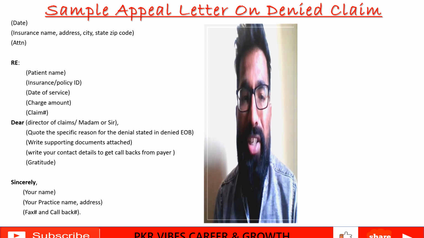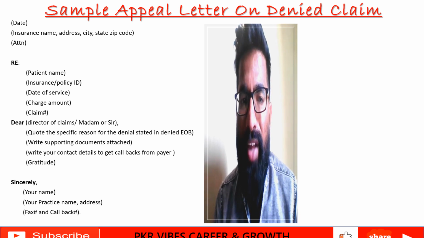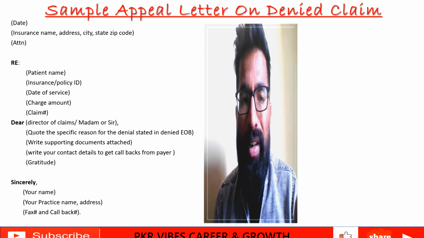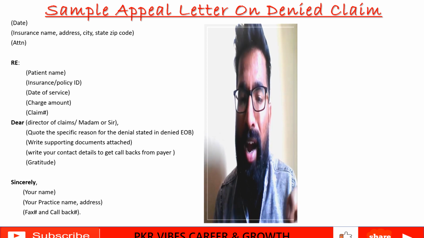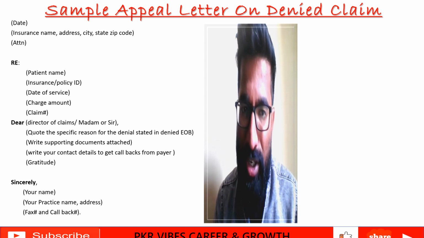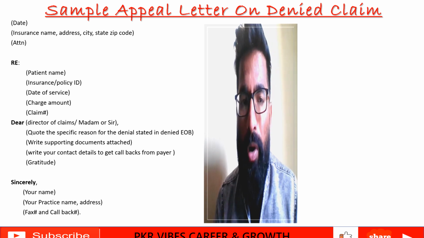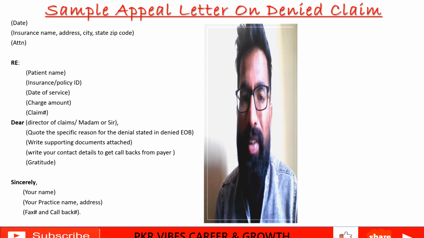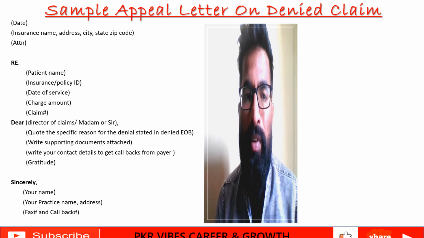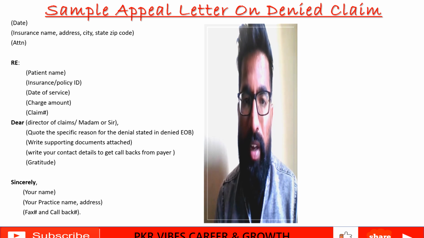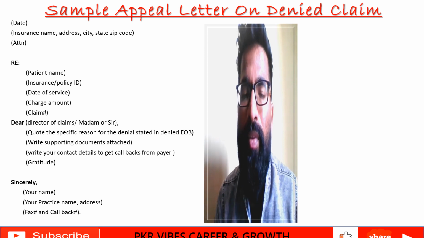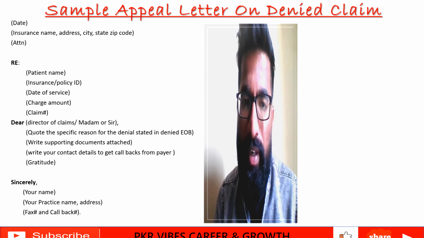First, you should mention your date, as shown in this PPT, on which you are writing an appeal to the insurance company. Second point, you should write the insurance name with complete address, city, state, zip code, and also the attention, meaning whose attention you are sending the appeal to. For example, attention: appeals and grievance department.